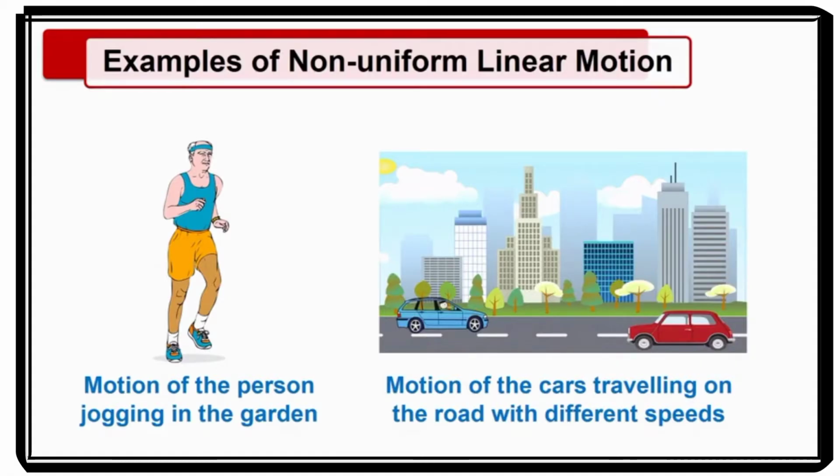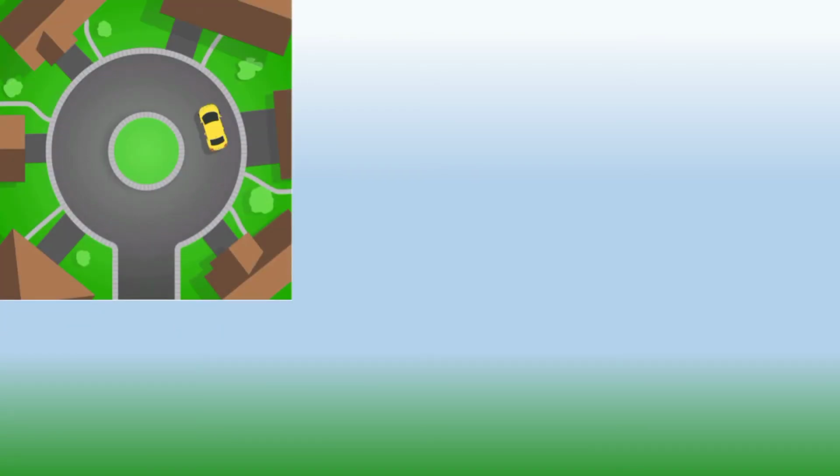Here is one more example of non-uniform linear motion: the motion of a person jogging in the garden, or the motion of a car traveling on the road with different speeds. Now we will see the next example.